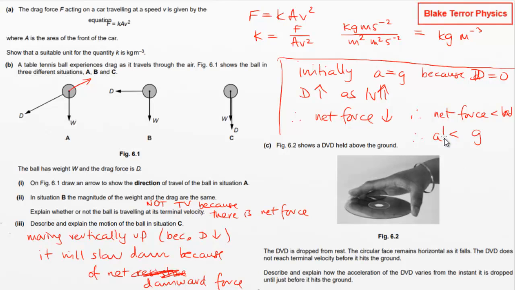So acceleration decreases, less than g, but it won't hit zero. So we can say when it hits the ground, the acceleration will still be positive. It won't reach zero. So maybe worth putting that in as well. Acceleration will not reach zero before the ground, because they've told us that it doesn't reach terminal velocity. So yeah, it's a nice collection of stuff there, just talking about drag and how it works, how things vary from case to case.